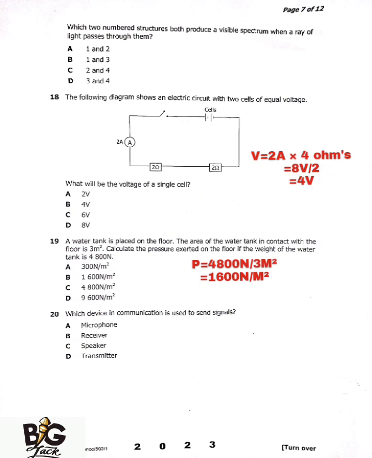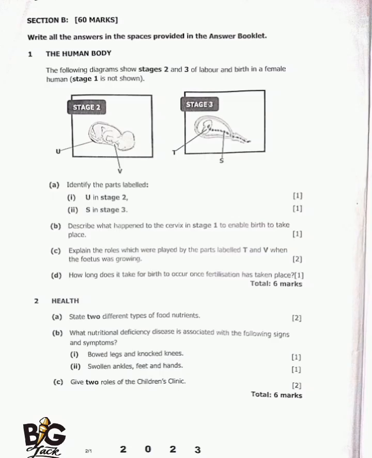Section B is saying, write all the answers in the spaces provided in the answer booklet. Question 1 is coming from the human body. The question is saying, the following diagrams show stages 2 and 3 of labor and birth in a female human. Stage 1 is not shown, which means they haven't included stage 1 here. You need to imagine.